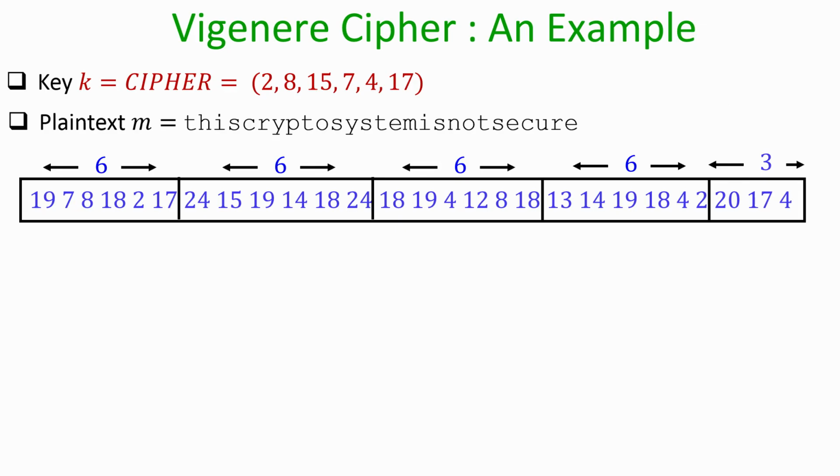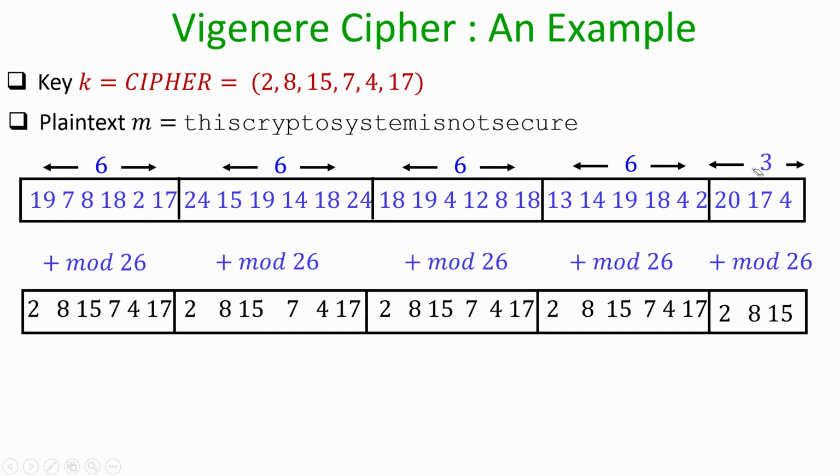Once we convert the English plain text into letters in the range 0 to 25, next we divide the message into blocks of 6, because our key is of size 6 characters. So, as you can see in this particular example, the last block is not a multiple of 6, so it consists of only 3 symbols, that is fine.